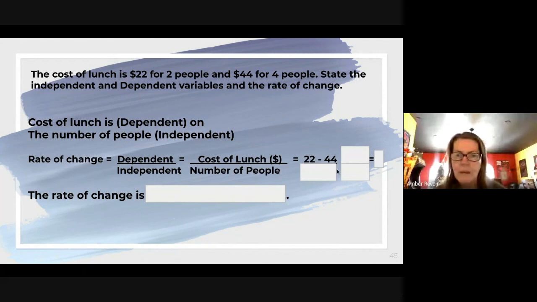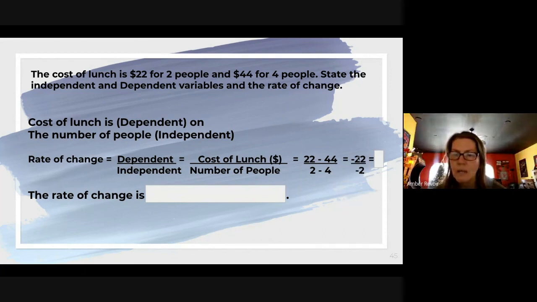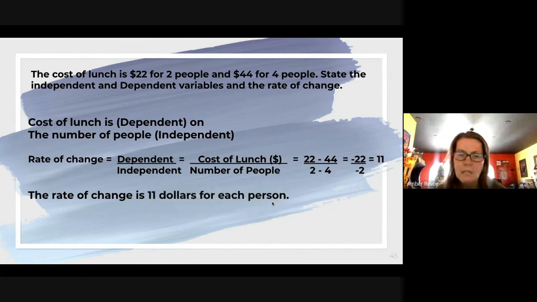So we've got 22 minus 44, and then we've got 2 minus 4. Okay, so the 22 goes with the 2, so we put those in the same position in our fraction. And the 44 goes with the 4, so we put those in the same position in our fraction. When we subtract them, we get -22 over -2. Negatives cancel out, right? And we're left with 22 over 2, which reduces down to 11. So the rate of change is $11 for each person, or $11 per person. So each time you invite another person to lunch, you're going to pay an extra $11.